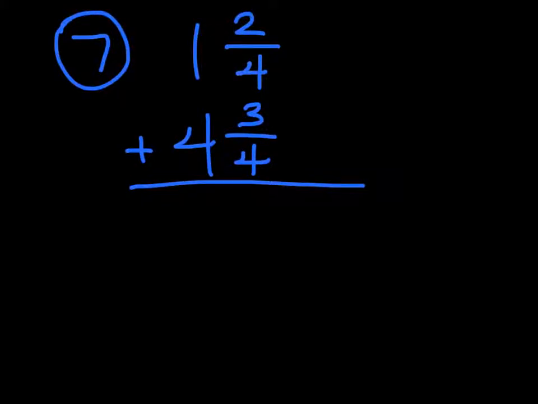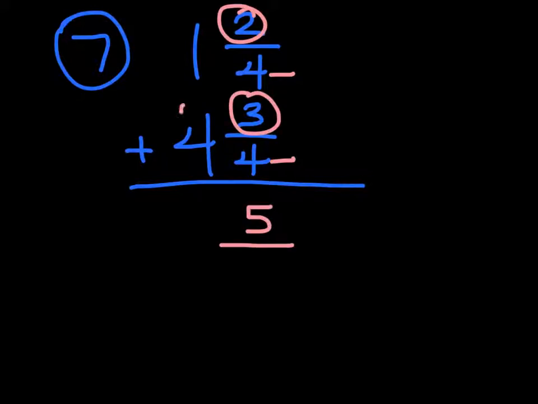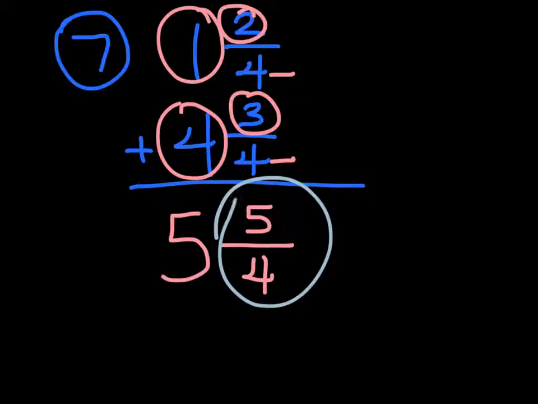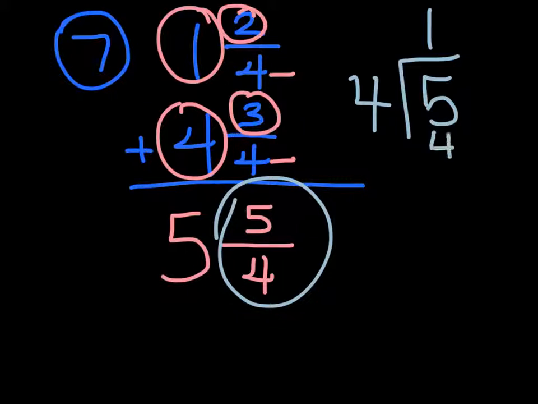Okay, this is lesson 5, page 19, number 7. This one's pretty easy because your denominators are the same, so you just add up your numerators. Gives you 5. Add up your whole numbers. Gives you 5. And then your denominator stays the same. Now, because this is an improper fraction, you want to change it to a mixed by dividing. It's going to give you 1 1/4.